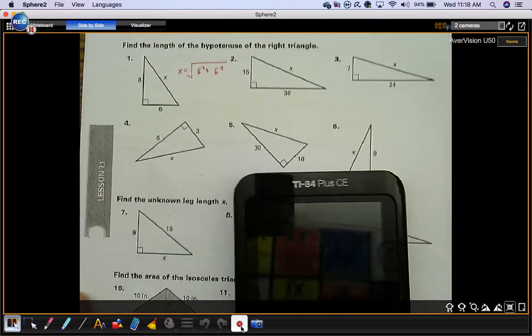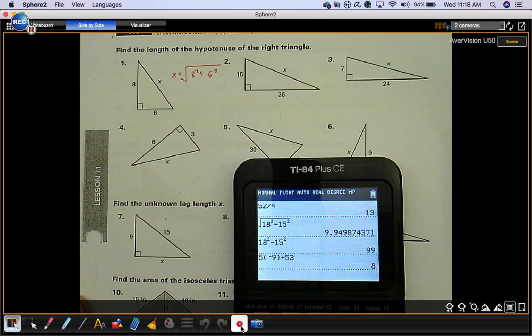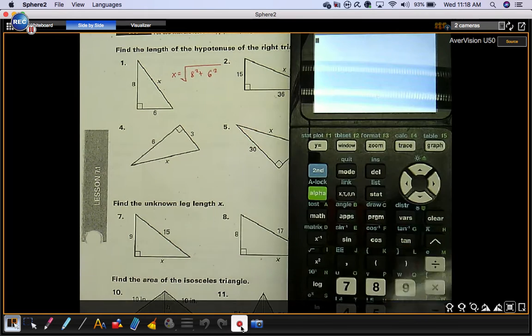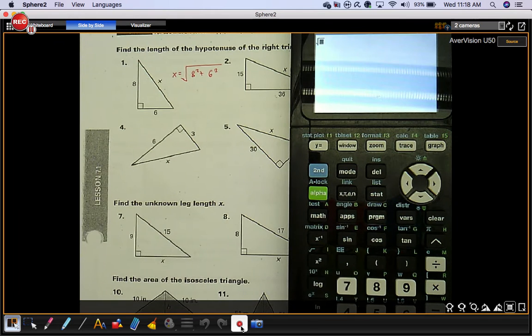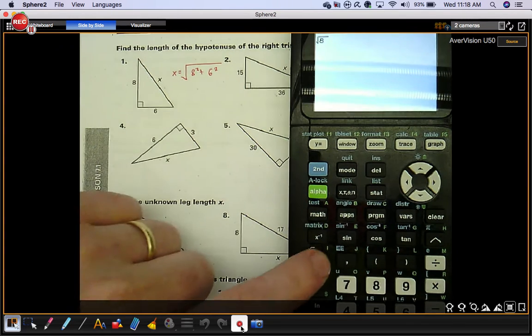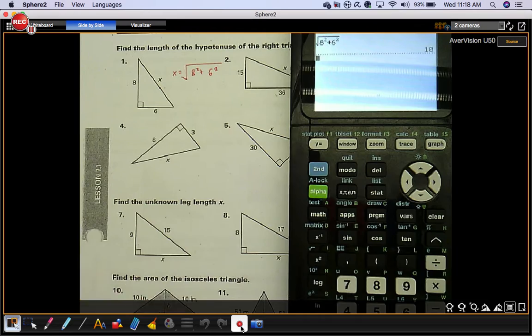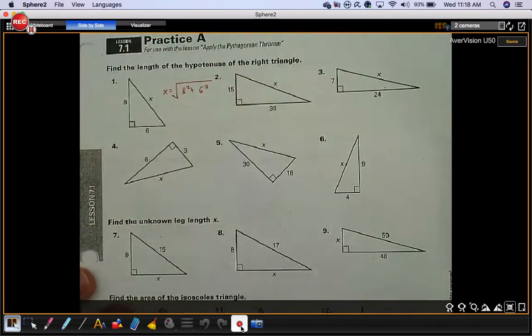Now, I'm doing this problem this way to show you how you type it into the calculator. That's your x squared button. The second function for it is that square root. So we're going to hit the second button, then the x squared button, and we're going to type in 8 squared plus 6 squared. Notice how that gives you an answer of 10.